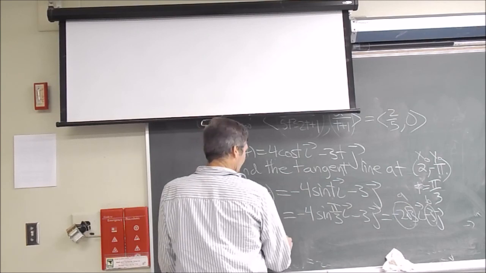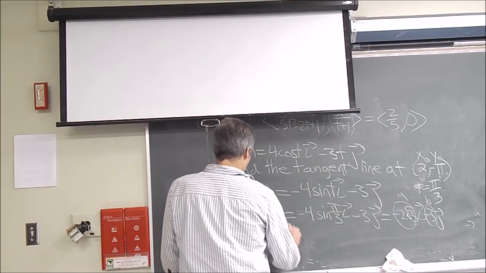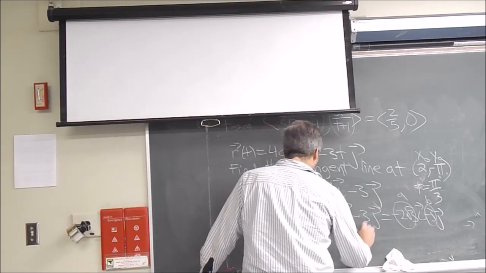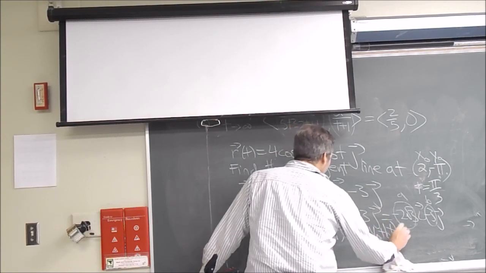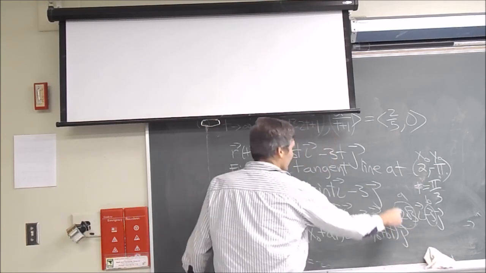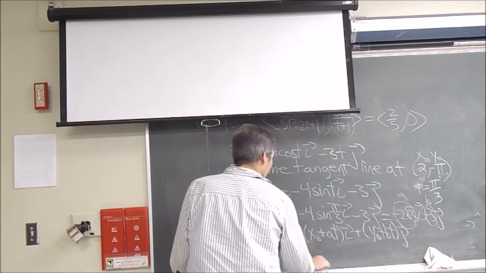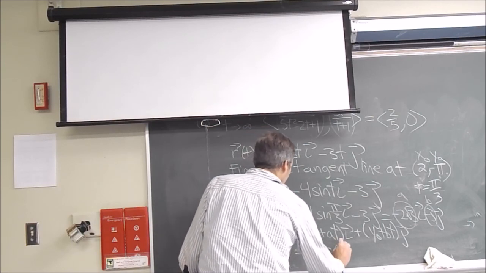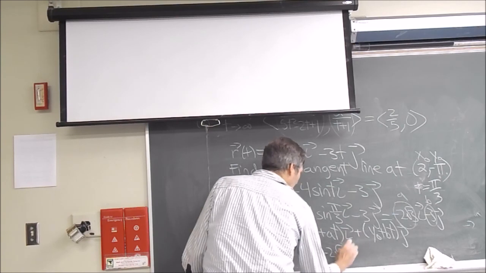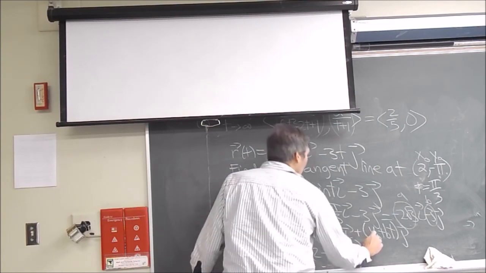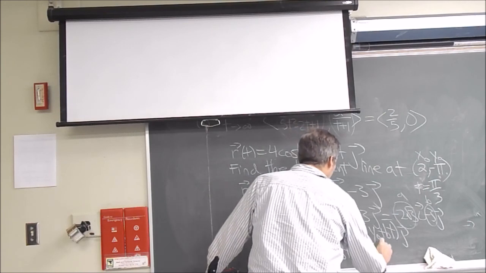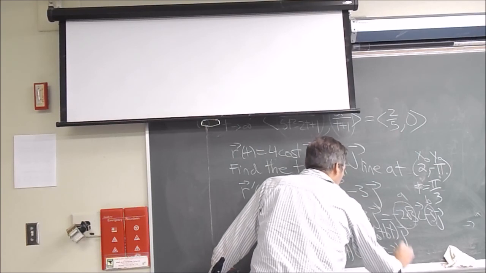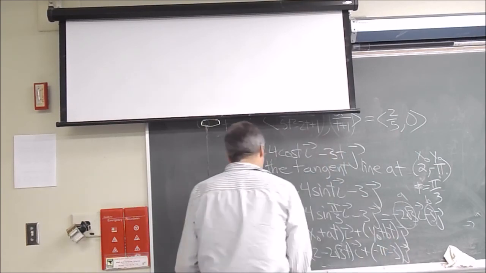You write the equation of the tangent line L, if you like, as r of t equals x0 plus at i plus y0 plus bt j, and we use this a and b and that x0 and y0. We've got, let's see, 2 minus 2 square root 3 t i plus y0 was minus pi plus minus 3 j.